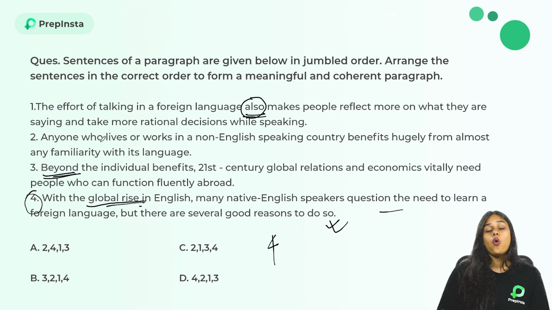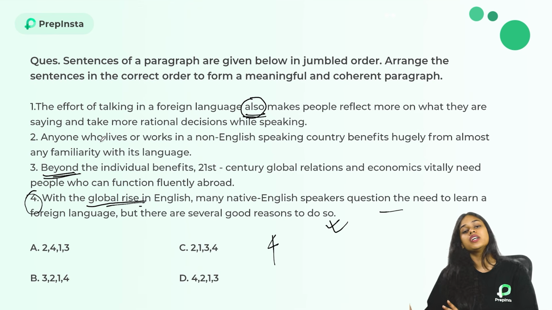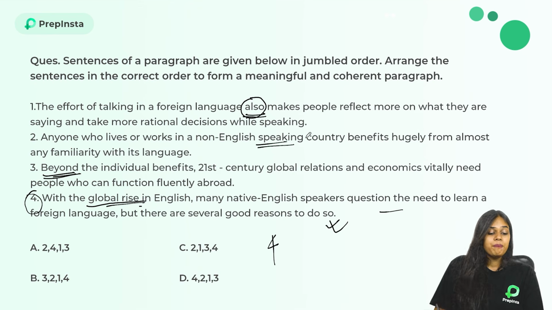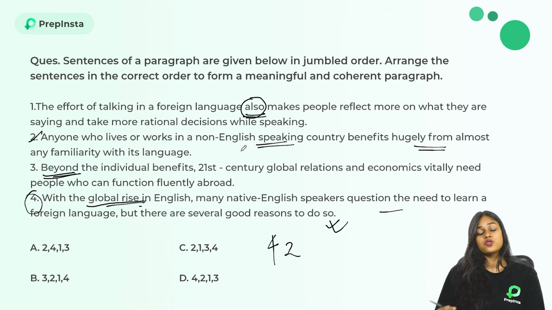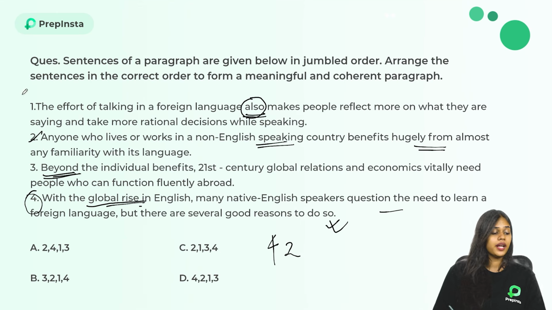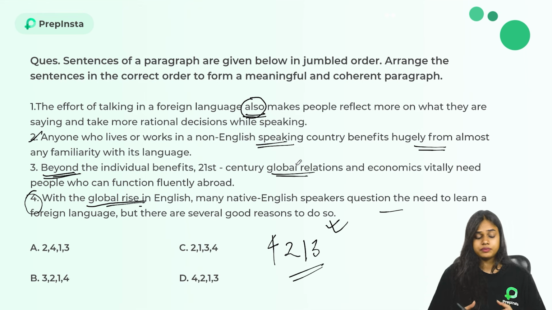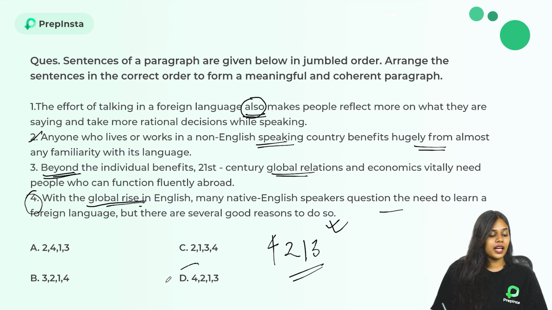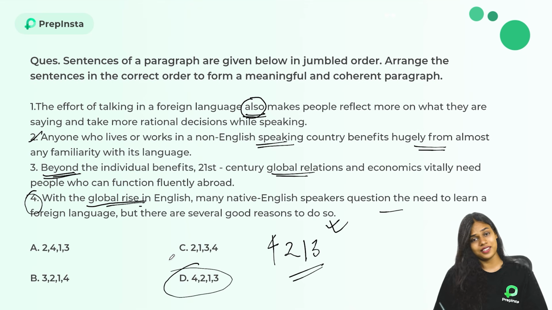Then we can see who are the people, what about the people who are not living in English countries? They benefit hugely from almost any familiarity with its language. So 2 comes next. The effort of talking in a foreign language also makes people reflect. So this is giving additional information about the non-English people. All right, so we go with 1. And finally, we have 3, which talks about the century global relations and economics. Right, so we have 4, 2, 1, 3. That means we have option D as the correct answer.